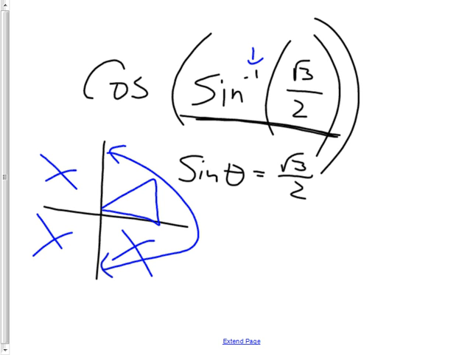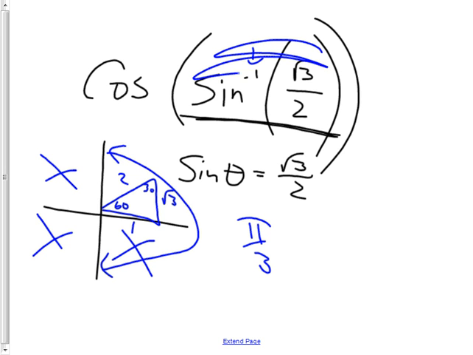And sine is opposite over hypotenuse. Opposite square root of 3, hypotenuse is 2, and that must be a 1. That makes this a 30, that makes this a 60, and that makes the answer not 60, but pi over 3. Am I done with the whole problem? No, I just did the inside. So the inside's pi over 3.